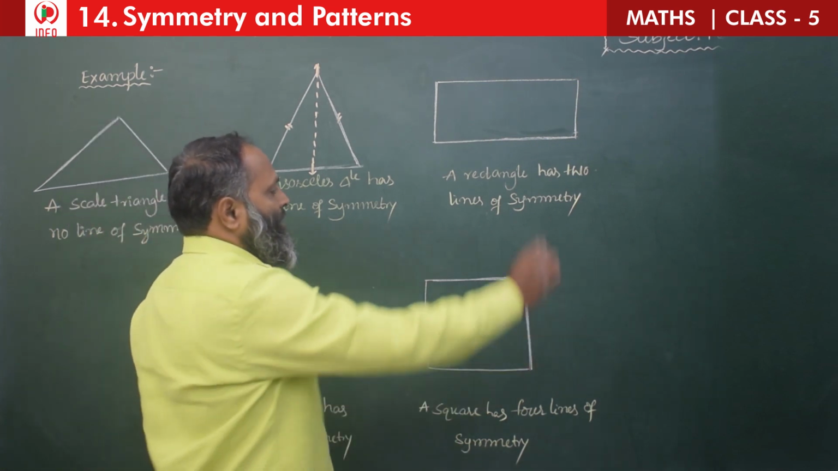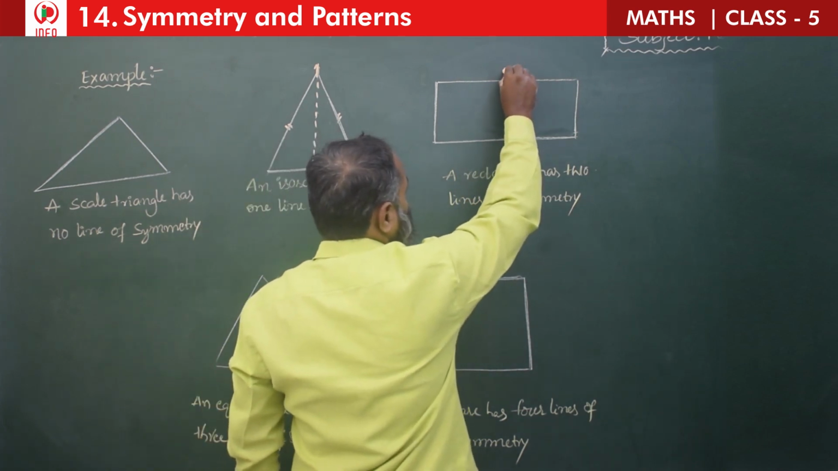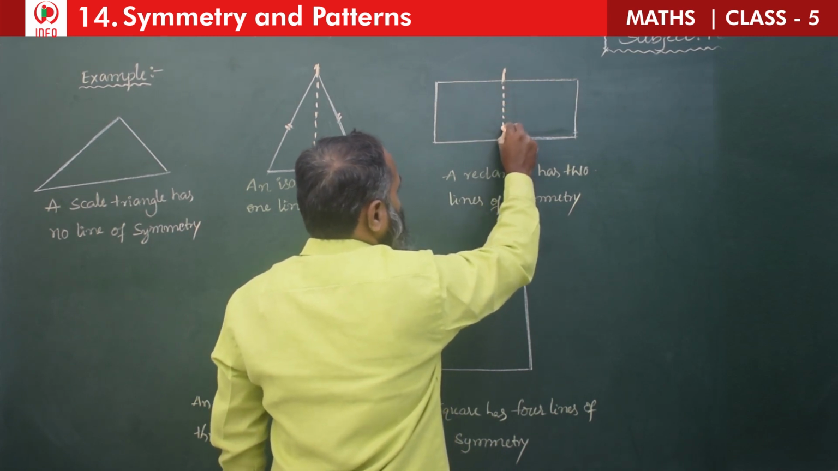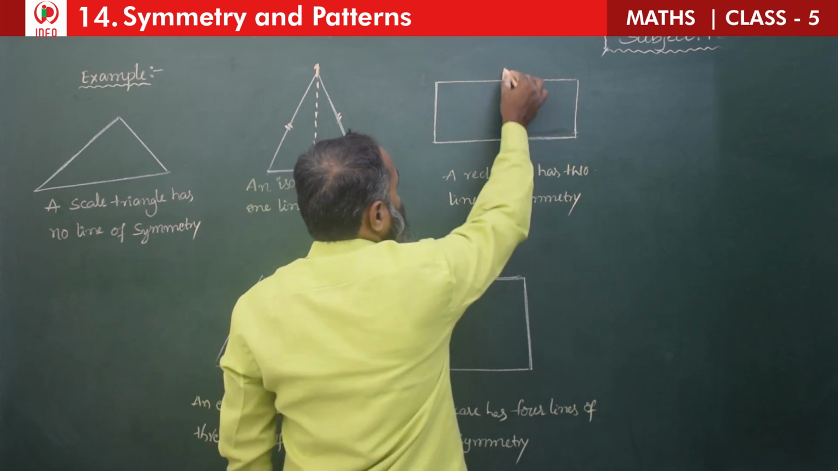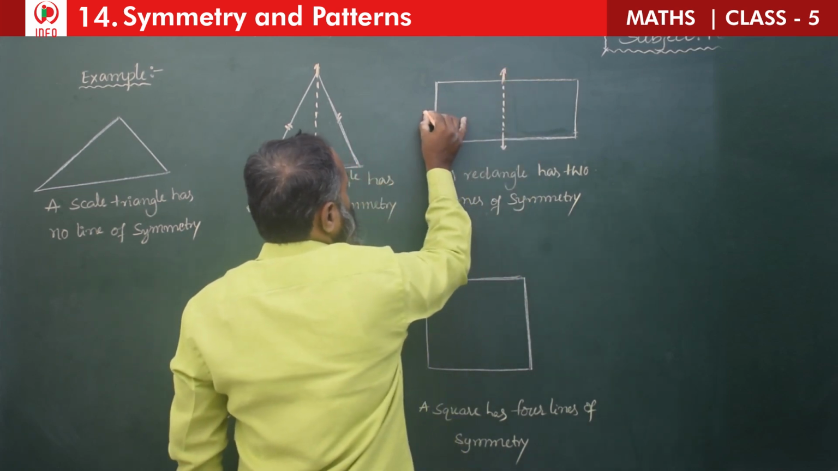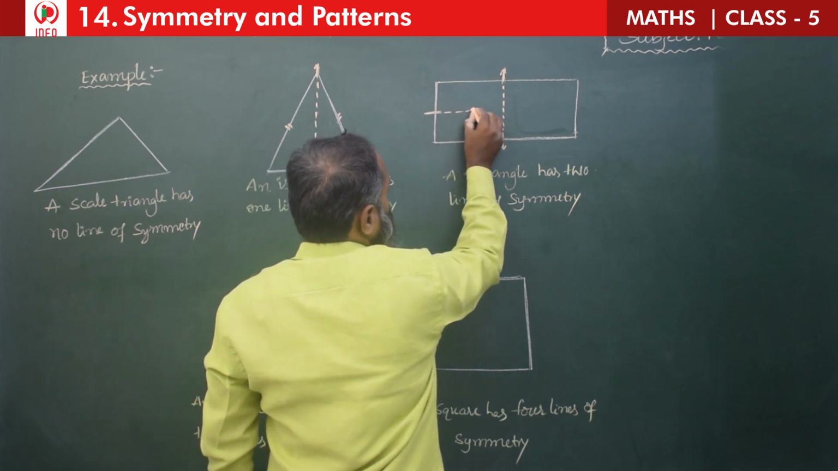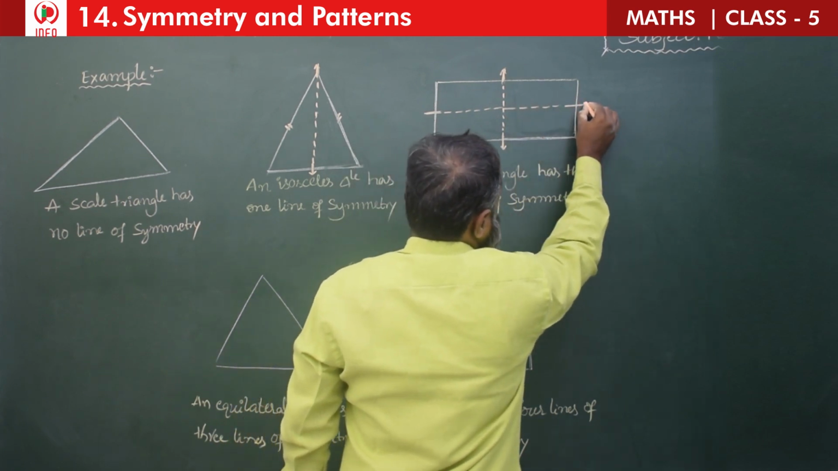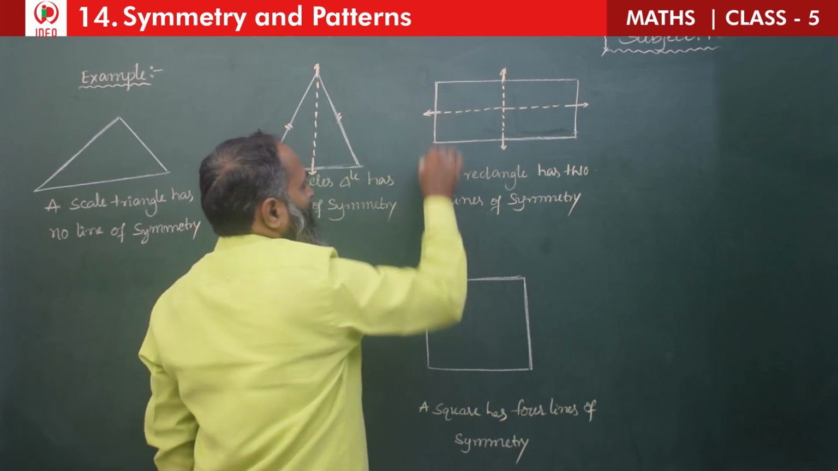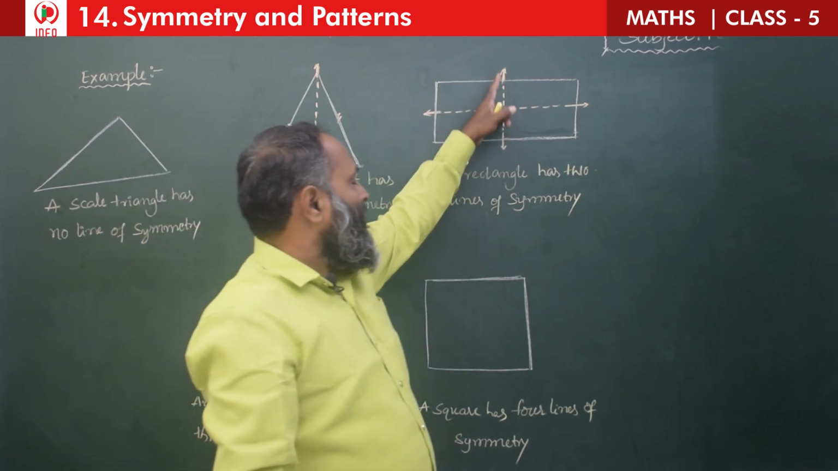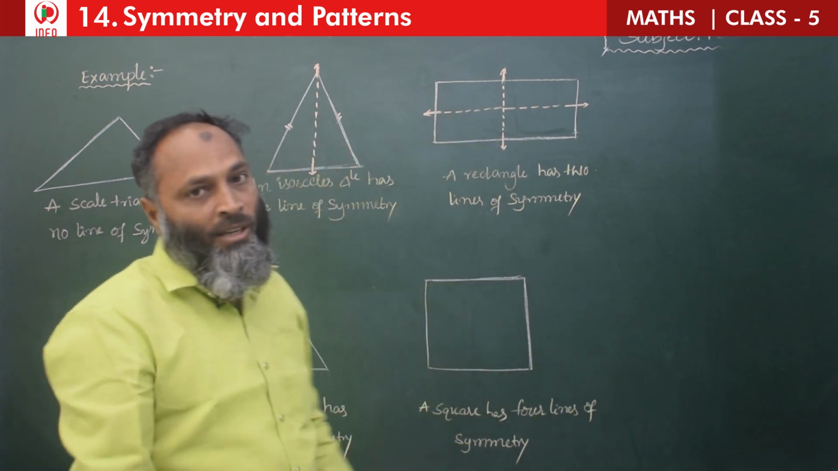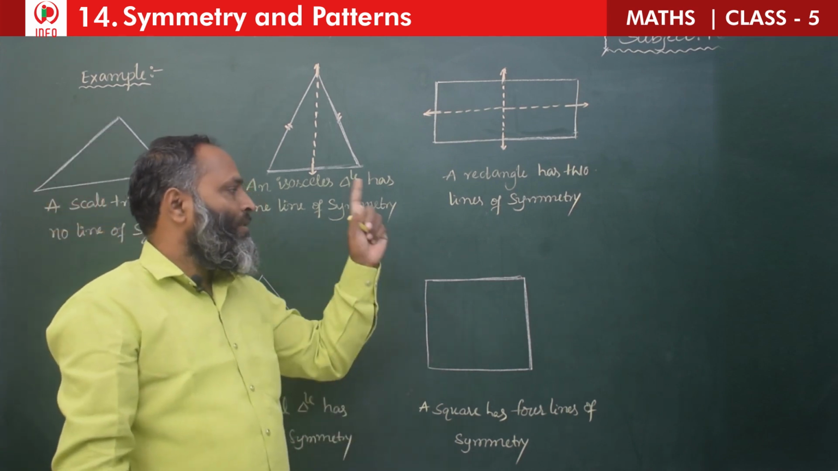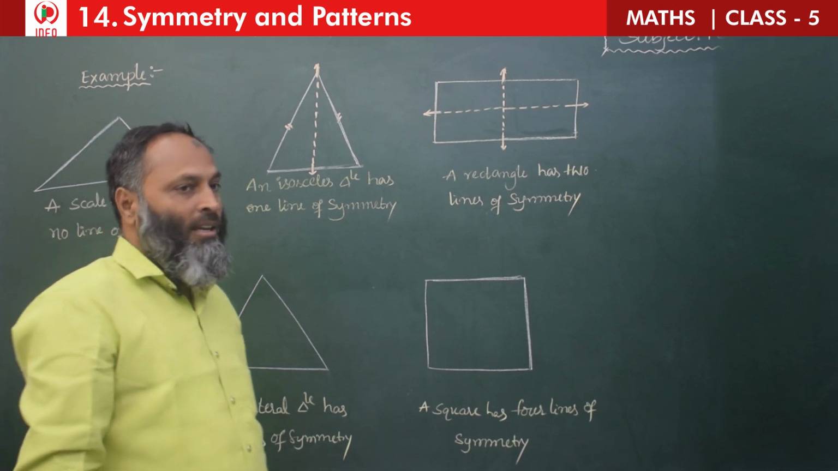So then in a rectangle, we can draw two symmetrical lines. One is a vertical line, which makes two equal halves. And another, so this is another half. So it makes two equal halves. So one vertical line and one horizontal line. One vertical line makes two equal halves, one horizontal line makes two equal halves. That means we have two symmetrical lines in a rectangle.